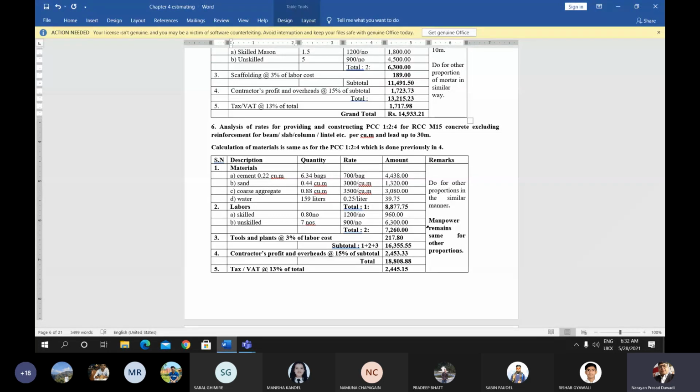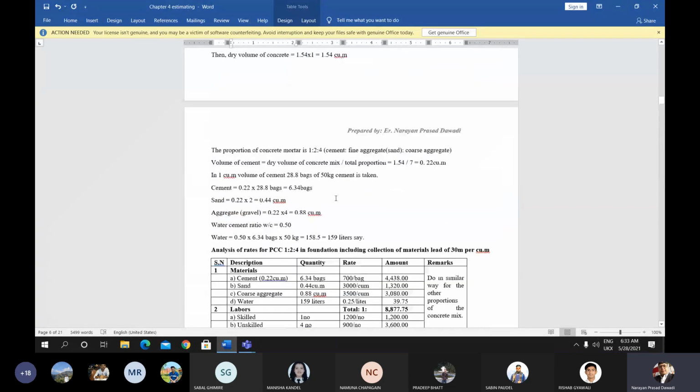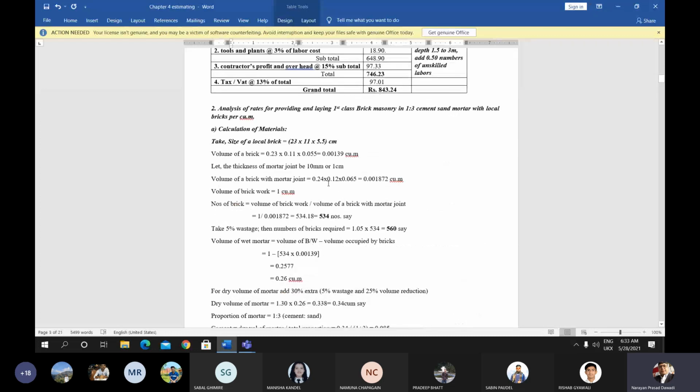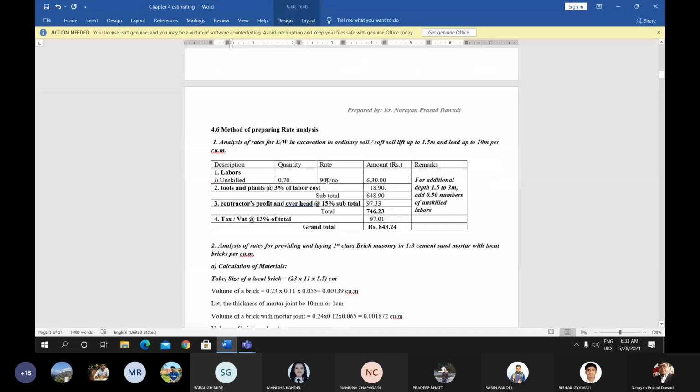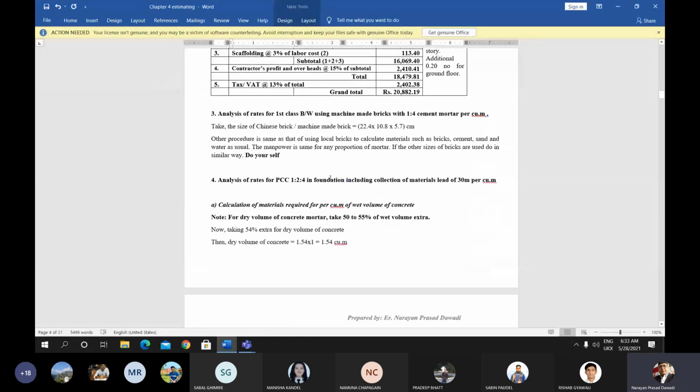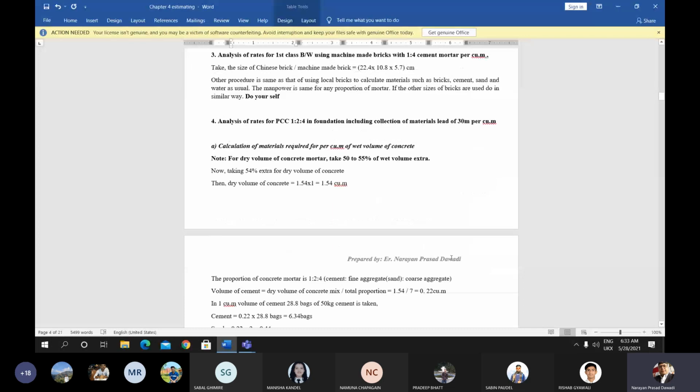The PCC for RCC means the RCC work includes the reinforcement bars. RCC work includes the reinforcement bar, but plain cement concrete does not include the reinforcement bar. As I have already taught you, PCC in the foundation is in the second heading. In the third heading, I have already taught you about the PCC in foundation. This is the plain cement concrete which does not include the reinforcement bar.